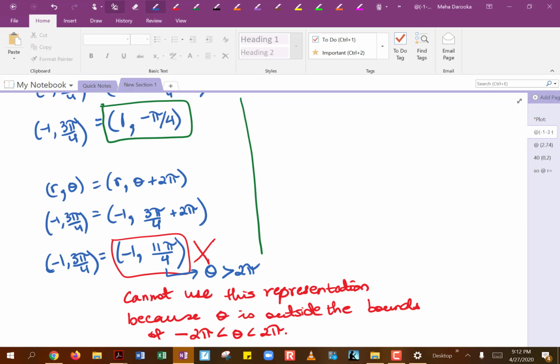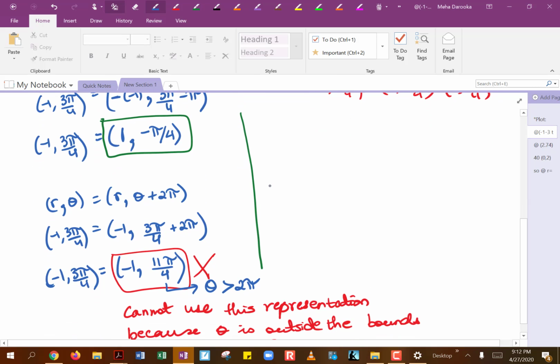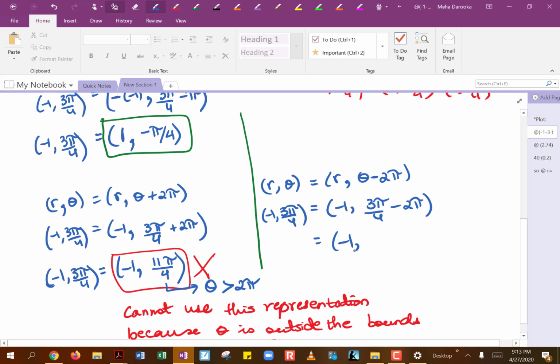is, how about we take our r and theta, and instead of adding 2 pi, how about we subtract 2 pi, and let's see what happens. So negative 1, and this time we have 3 pi over 4 minus 2 pi. So let's see, that will end up giving us 3 minus 8, which will of course give us negative 5 pi over 4, and negative 5 pi over 4 is going to be within our bounds, so we don't have to worry about that being outside our bounds.